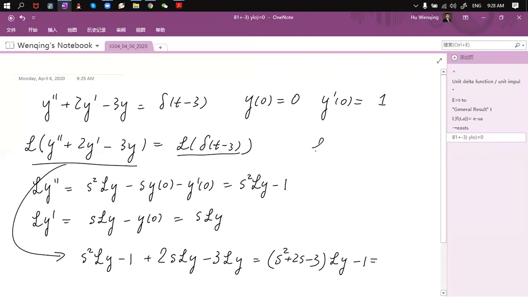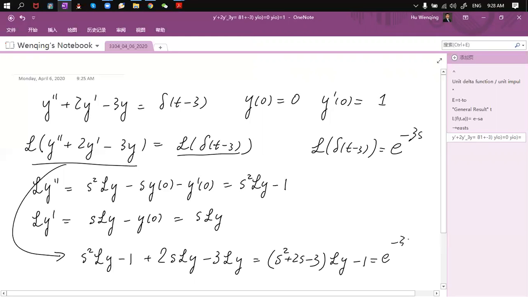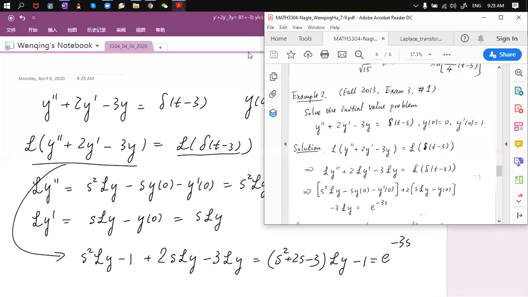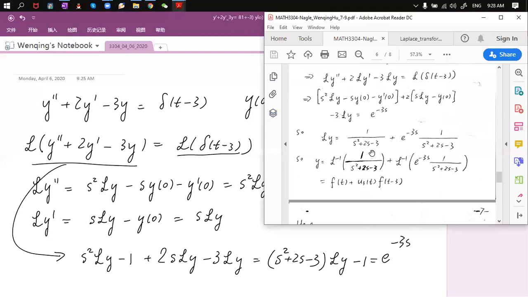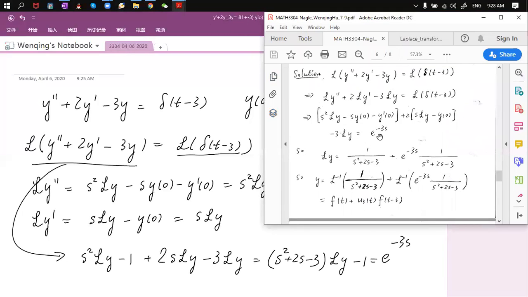And what is that equal to? Well, you can look at the table, but if you remember, we just mentioned it: it's e to the power minus 3s. That's what you get from the Laplace transform, and indeed it is so, right? So e to the power minus 3s.